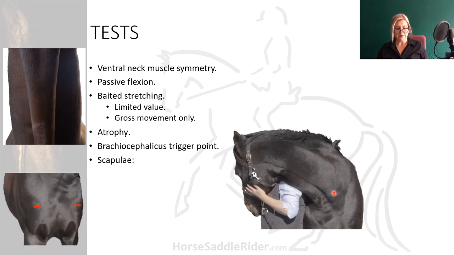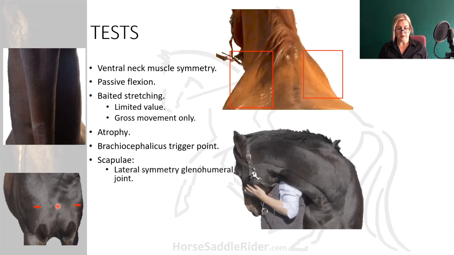Stand the horse square on a flat surface and compare the positions of the points of the shoulder, noting which is higher or lower. Again, look for atrophy, especially in the saddle tree point region, and where saddle and rider compression could be an issue.